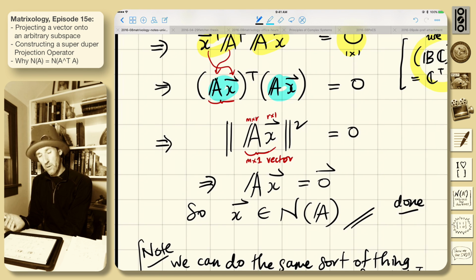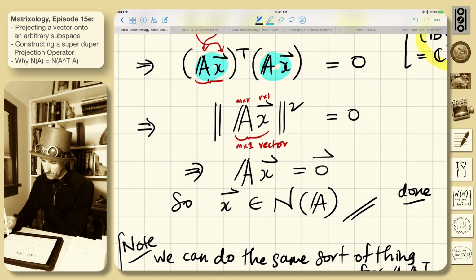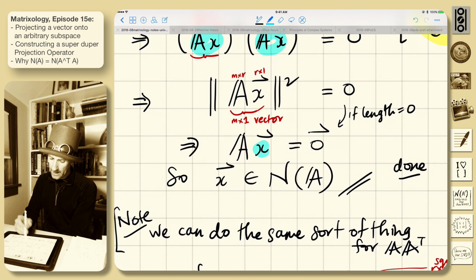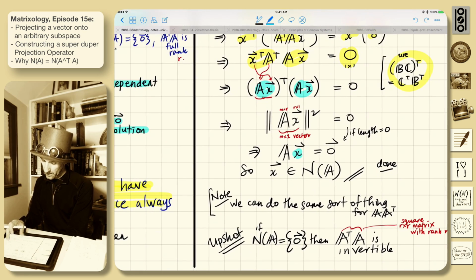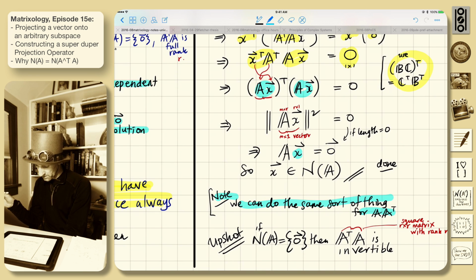So therefore that vector is 0, right? If its length is 0, then the vector has to be 0, it's the only vector. So therefore, A times X is equal to 0. X is also in the null space of A. So we started with it being in the null space of A transpose A. This nice little argument, you'll see that versions of this will appear again. So we can do the same thing for A transpose, which will be an important construction for us later on. A transpose A is great, so is A transpose.